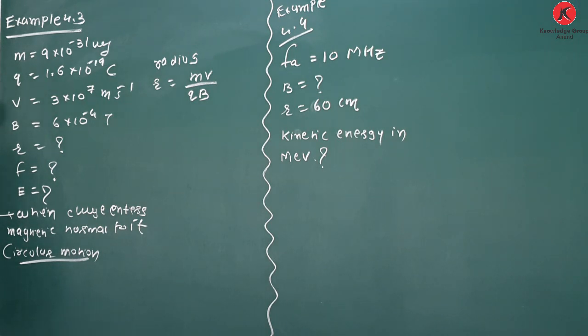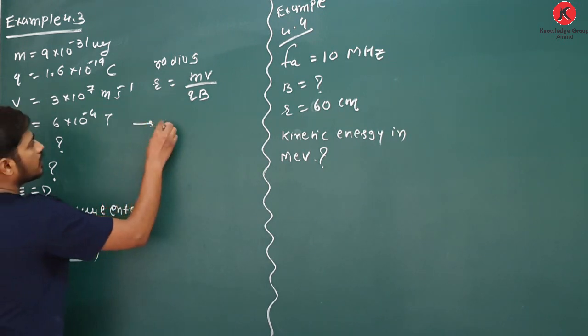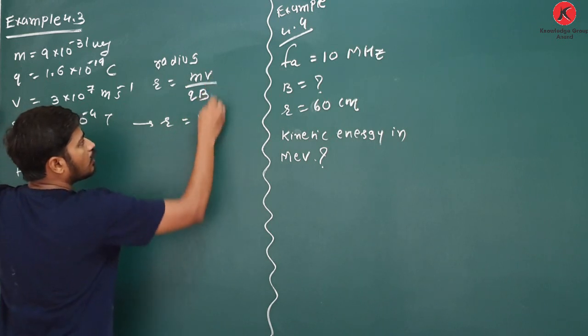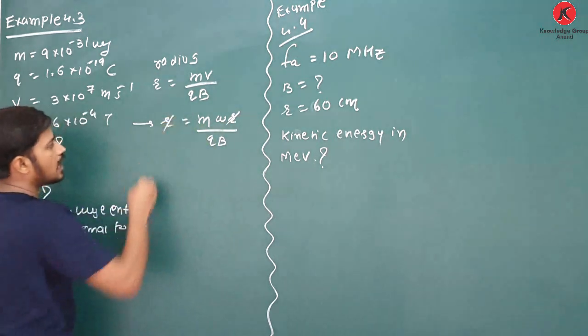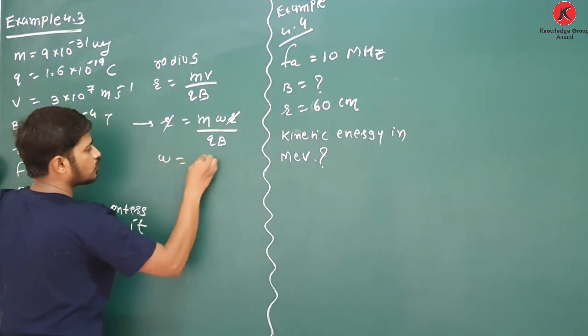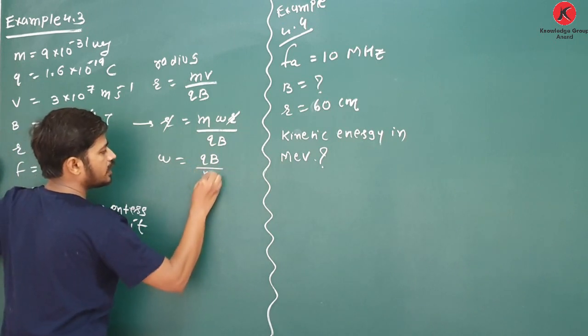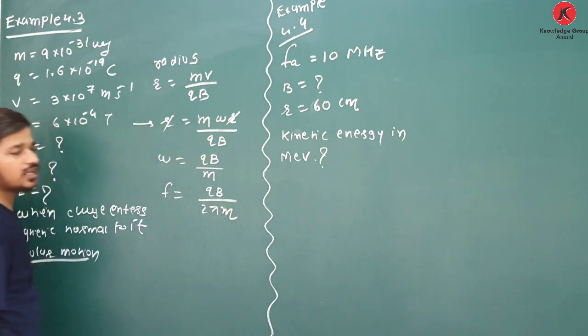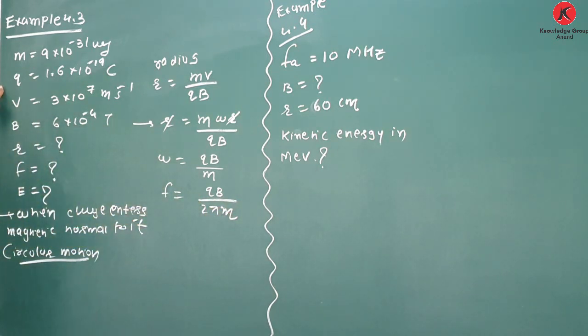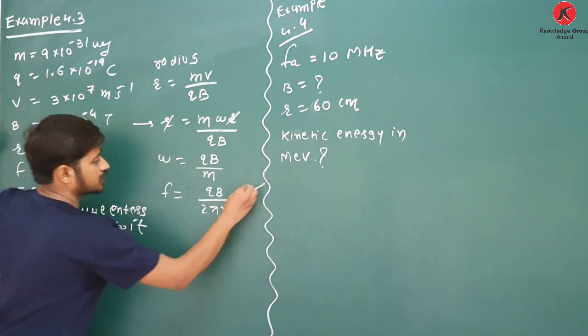What is frequency? You know the equation of frequency. And if you don't know, then you have to put the value. See, mv upon qB is equal to omega R. So omega is equal to qB upon m, or f is equal to qB upon 2 pi m. You can easily find q, it is given, B is given, 2 pi you know, and m is also given. So you can easily find its frequency.